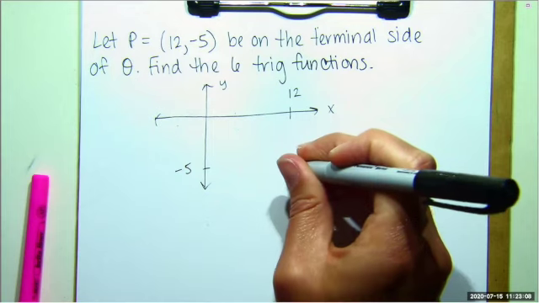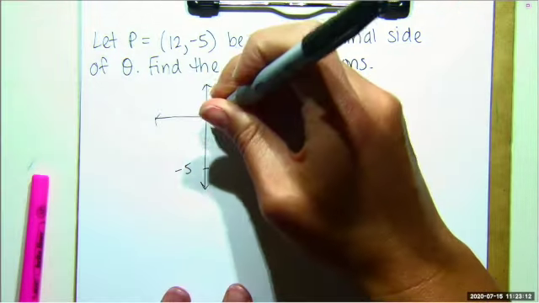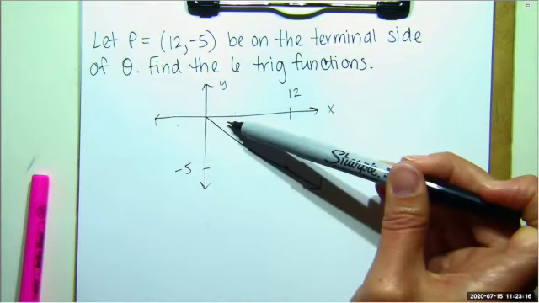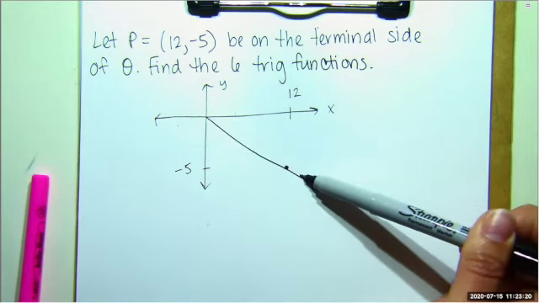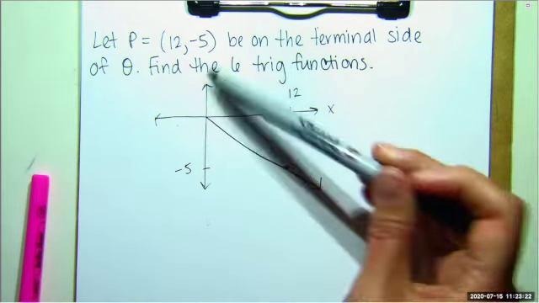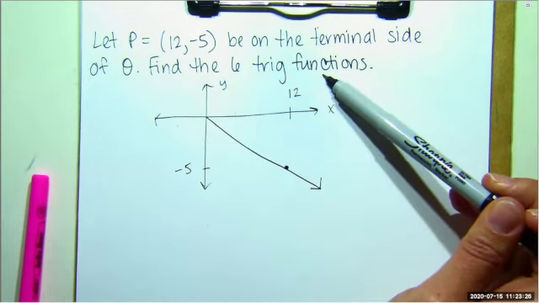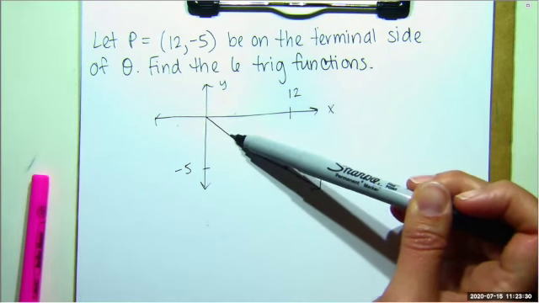So here's the point (12, -5). They tell us this point is on the terminal side of theta. We don't know if theta is positive or negative, but we know this is the terminal ray for theta, and it doesn't matter if we're measuring a positive or negative angle, because we're trying to find the 6 trig functions. Our process is the same regardless.